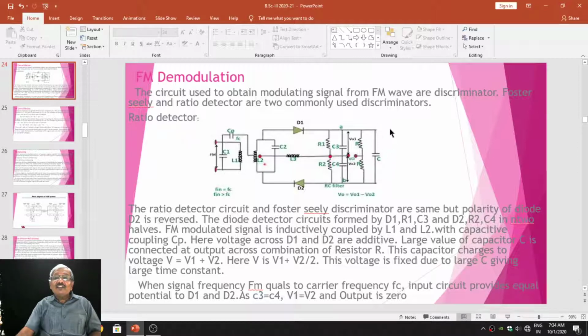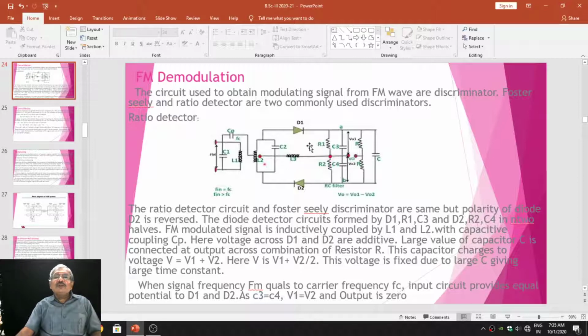The ratio detector circuit makes use of an inductively coupled circuit where the modulated signal is coupled inductively to the ratio detector circuit for the purpose of detection. That includes the two coils L1 and L2, which is tapped by means of a capacitor, so that the coupling of the modulated wave to the discriminator circuit is done.